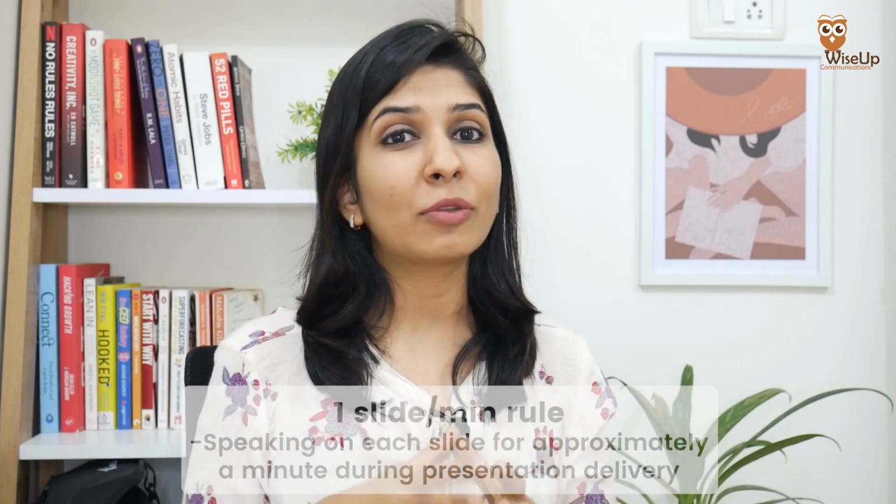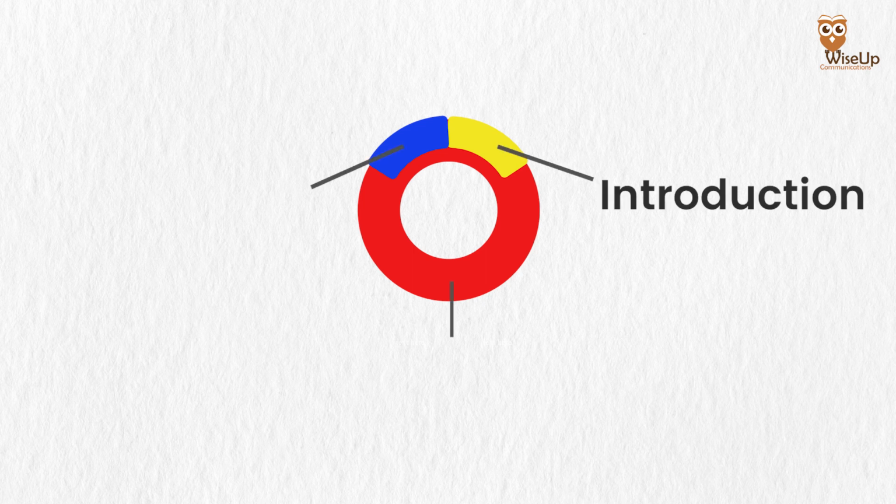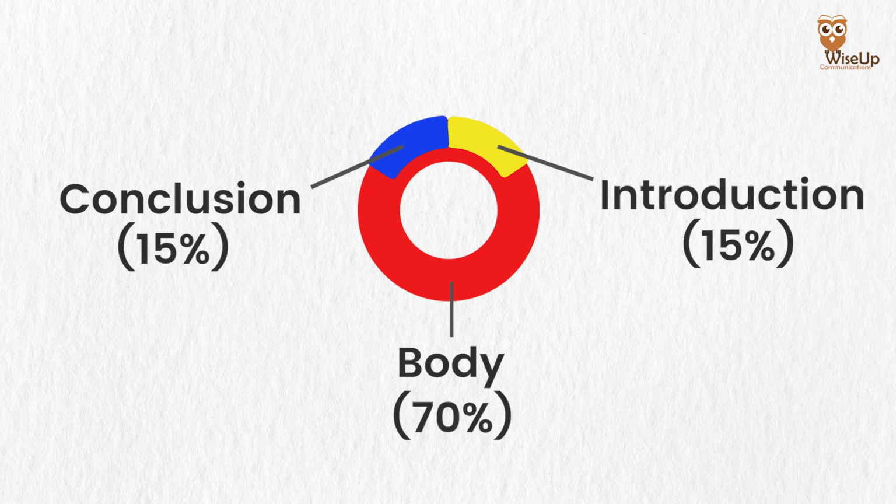After that, think about the content. So based on the content of your presentation, you should divide it into 3 segments. First is the introduction, then is the body, and third is the conclusion. Spend approximately 15% of time on the introduction and 15% of time on the conclusion. And the maximum, which is 70% of your time, should be spent on the body of your presentation.